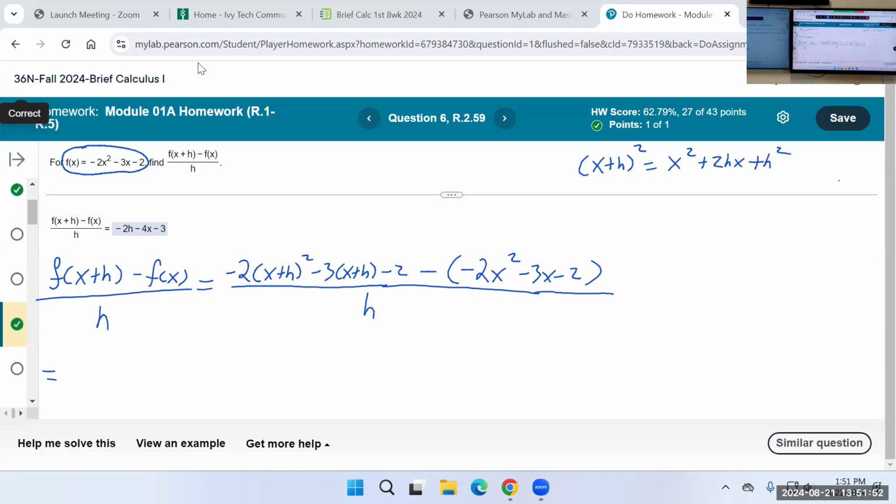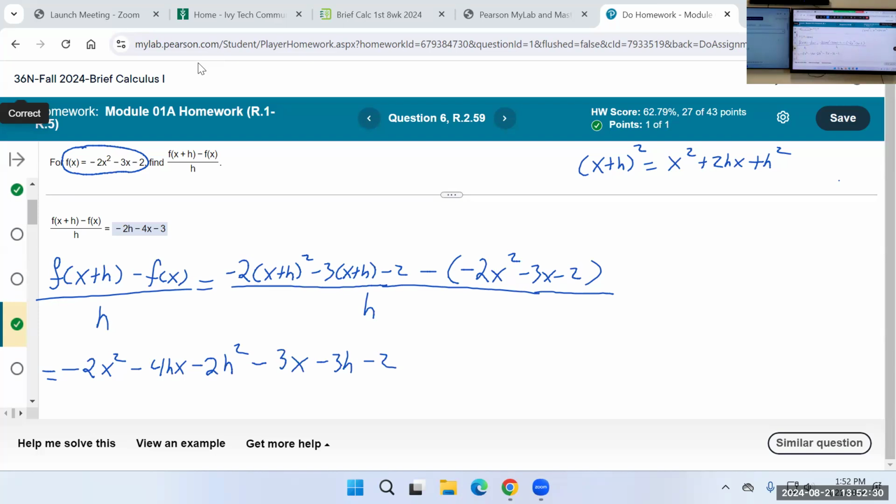We saw that that was x squared plus 2hx plus h squared. Seen that before. Now it's just multiplied by -2. So I can roll with the punches as far as that goes. So that's -2x squared minus 4hx minus 2h squared. And I'll distribute the -3: minus 3x minus 3h minus 2. I think those are the terms from the f of x plus h.